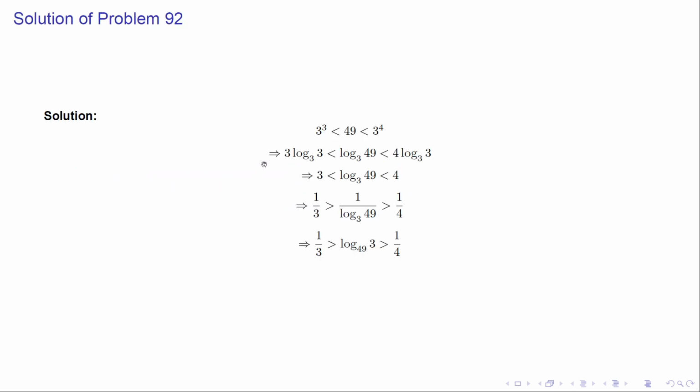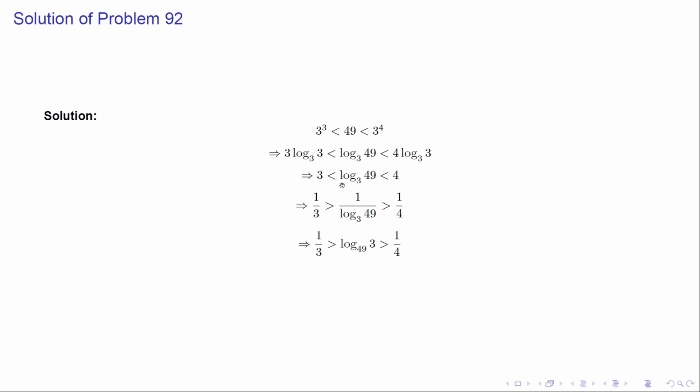Problem 92 says: show that log of 3 with base 49 lies between 1 by 3 and 1 by 4. In this case, you observe that 3 to the power 3 is less than 49. This is 27, and 49 is less than 3 to the power 4, that is 81. So you take log, it becomes 3 log of 3 with base 3, and log of 49 with base 3, and this becomes 4 into log of 3 with base 3. So it is 3 less than log of 49 with base 3 less than 4.